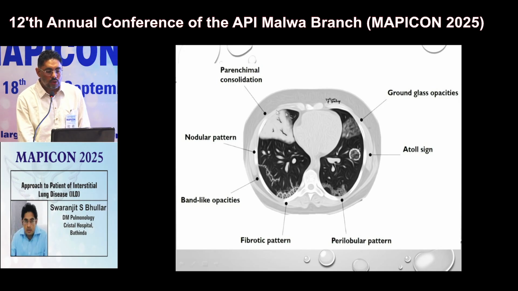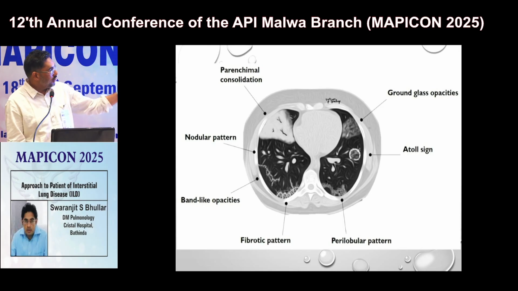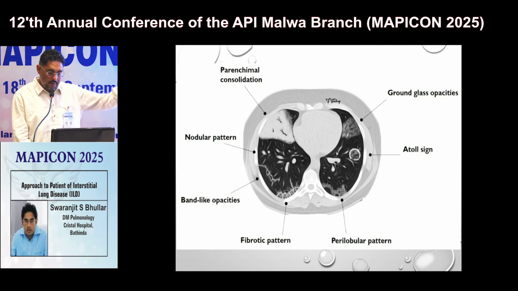Then you may also see parenchymal consolidation. It is the classic consolidation we see in bacterial or viral pneumonias, also with air bronchograms, and you can see an atoll sign, a halo sign, a pseudo halo sign basically. So that is called the atoll sign. These are classical of BOOP, cryptogenic organizing pneumonia. So the entire pattern of different ILDs sits on these 5 or 6 radiological presentations.